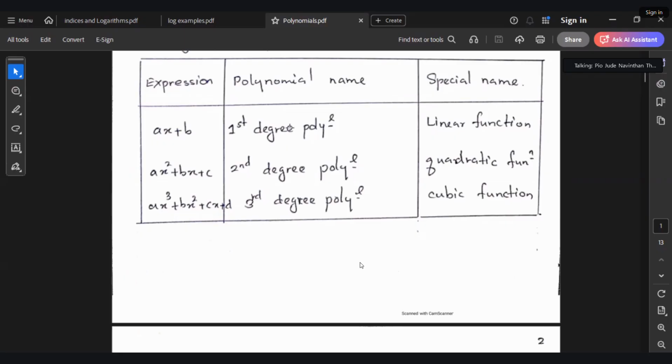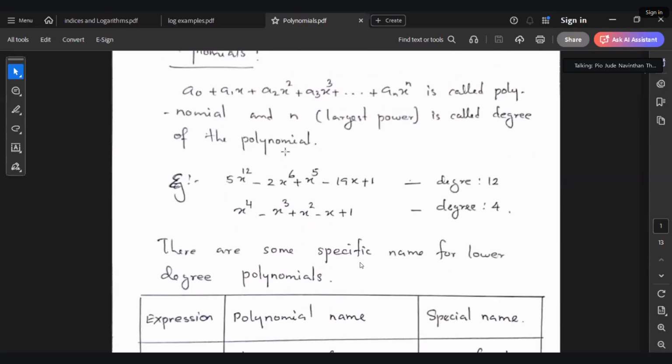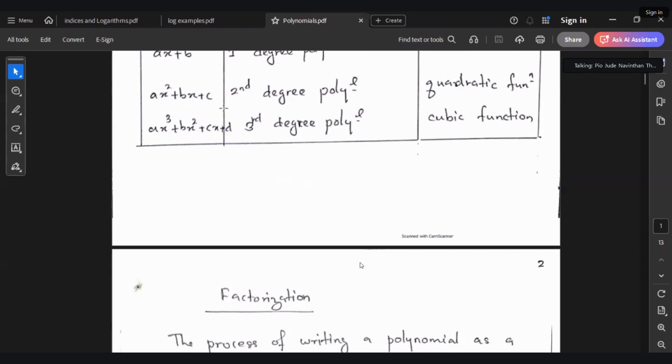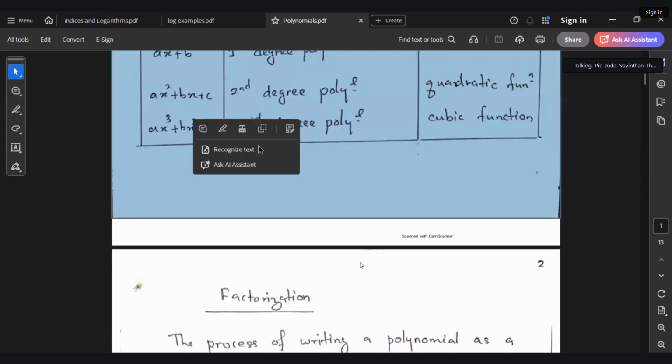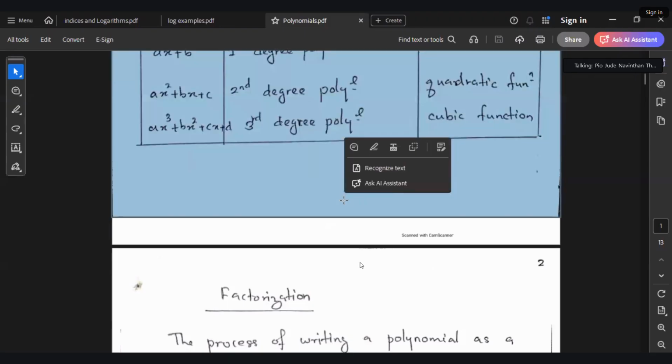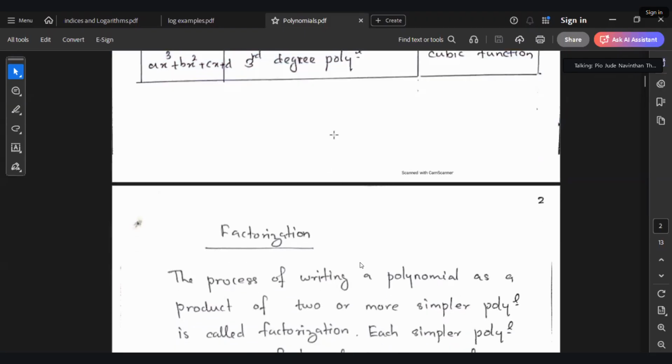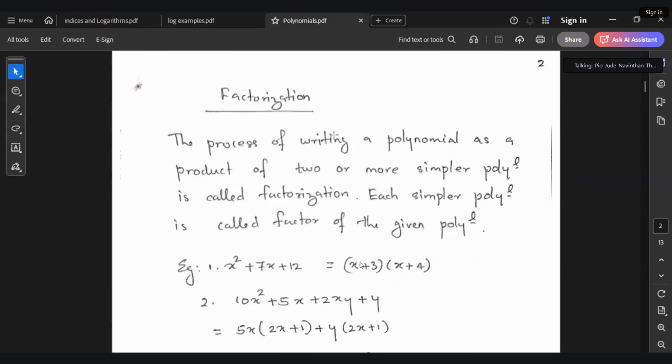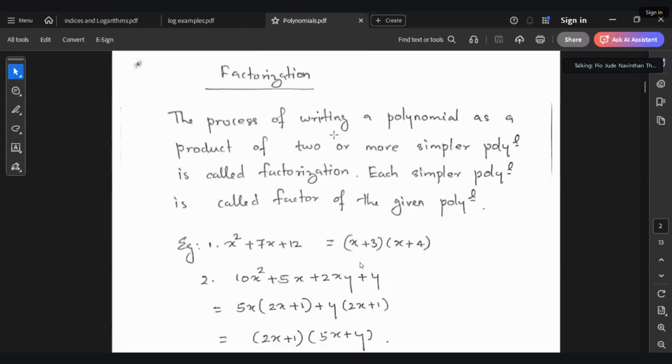So in day-to-day studies, we will meet these 3. Often we meet other higher order polynomials, but normally in general we will meet these 3. Okay, this is the basic definition for polynomial. Now you can go to the factorization. You already know that part, but here we are recalling, right?